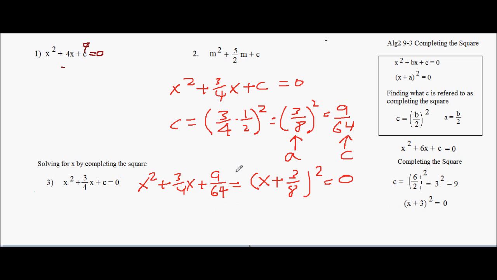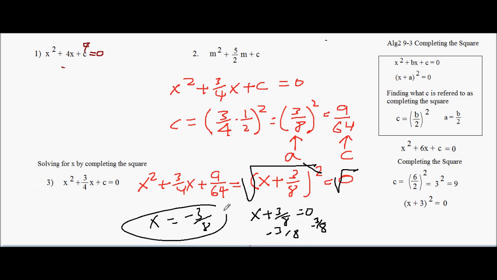Okay, well, now I can square root both sides. That cancels, and I get x plus 3/8 is equal to 0. I subtract 3/8 from both sides, and I get x equals minus 3/8. And that's it. That's how you do it.